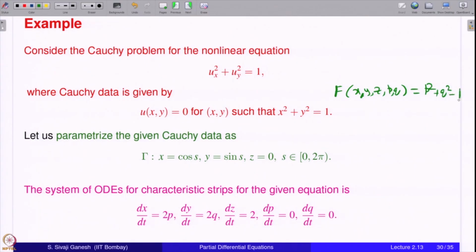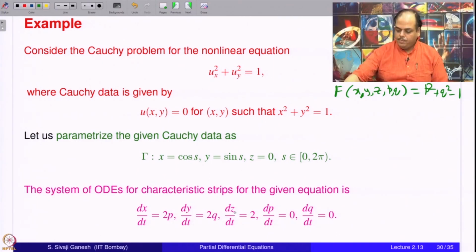From here we can compute very easily fx, fy, fz are 0, fp is 2p, fq is 2q. So, dx by dt is fp, therefore 2p, dy by dt is fq, therefore 2q, dz by dt is pfp plus qfq. What is pfp plus qfq?